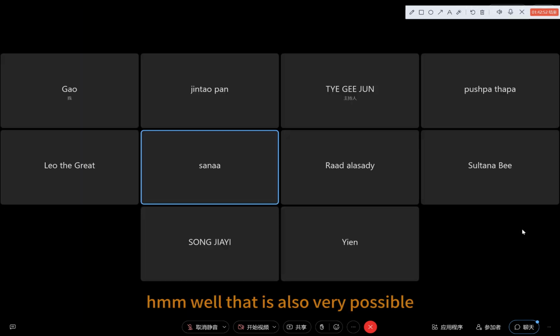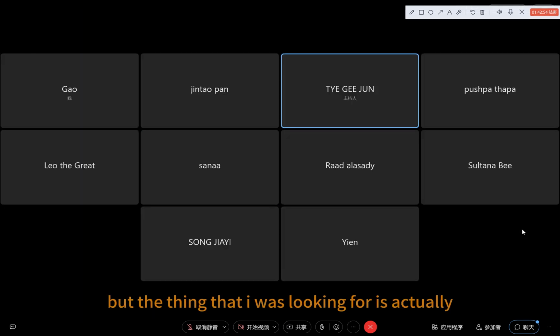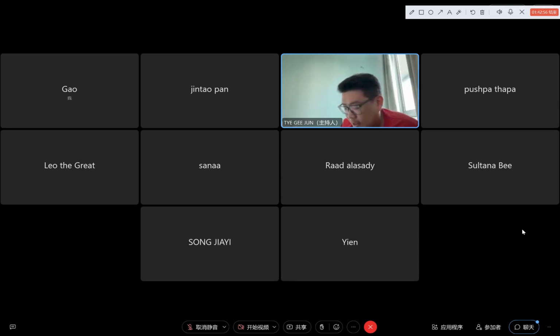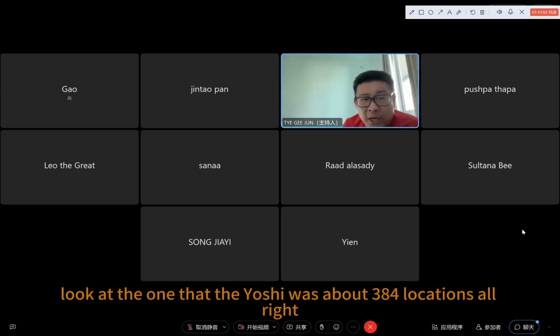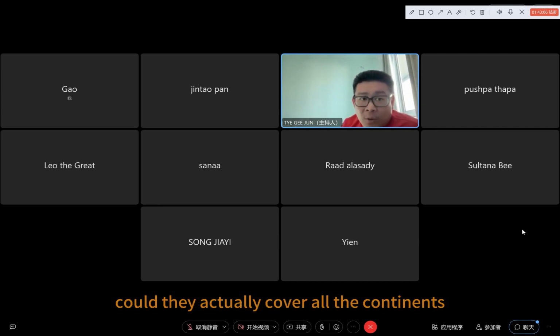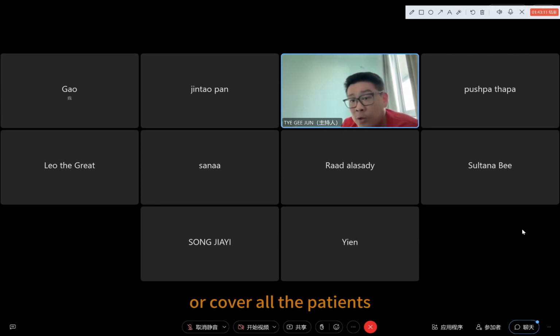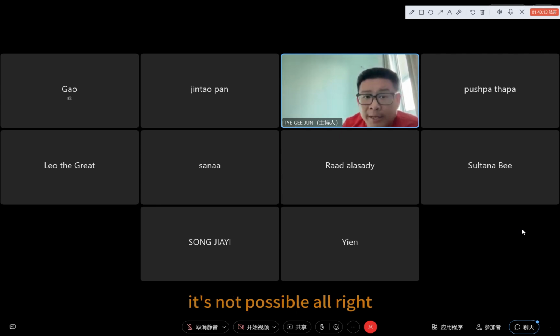Well, that is also very possible. But the thing that I was looking for is actually, if you notice just now when we were talking about phase 3 clinical trial, we look at the one that Leo shared, it was about 384 locations, all right? But could they actually cover all the continents or all the hospitals or all the patients? It's not possible, right?